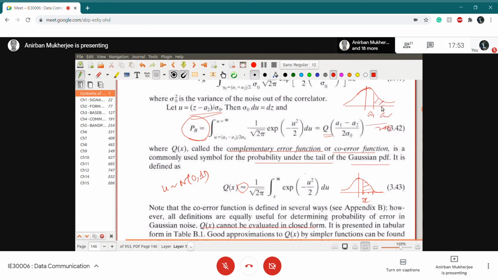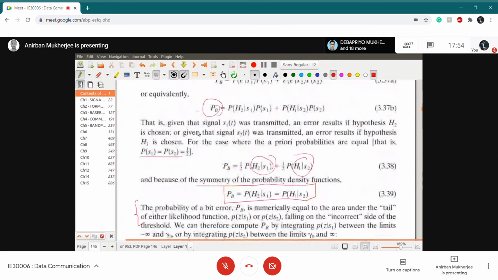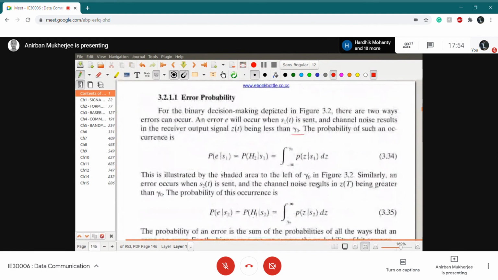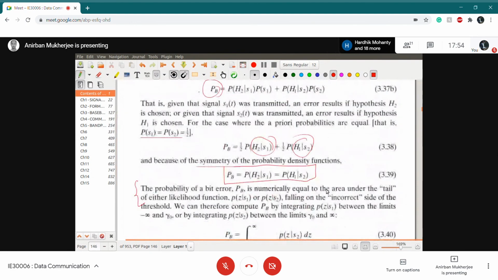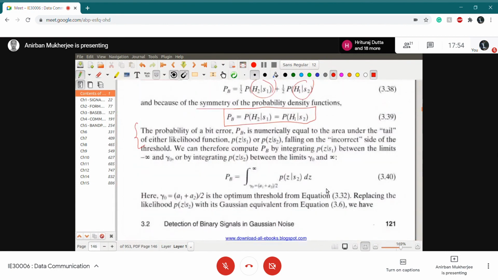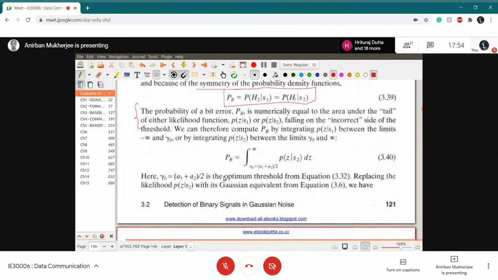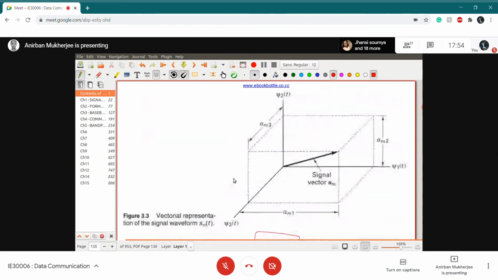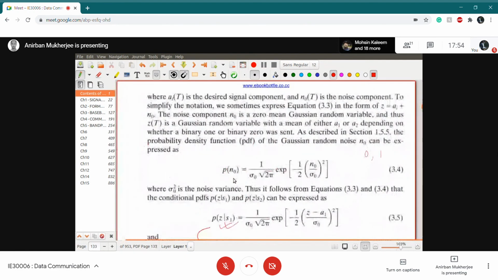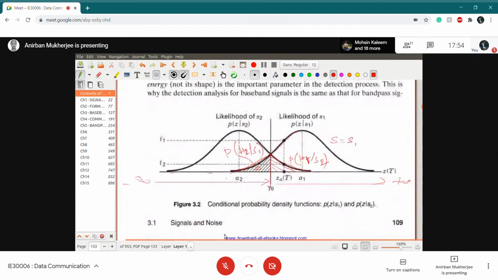Okay, and the error is basically A1 minus A2. The error is this area, the probability of bit error. Now the question is that I have not actually covered why this gamma 0 is called optimum threshold. I have just defined it. Why the name optimum? Why is this particular gamma 0 called optimum?